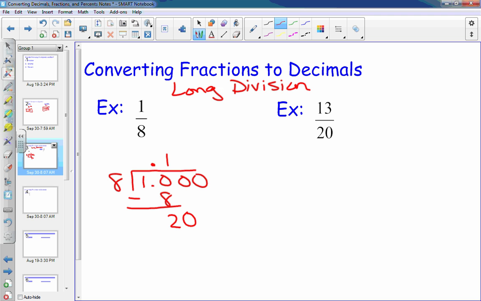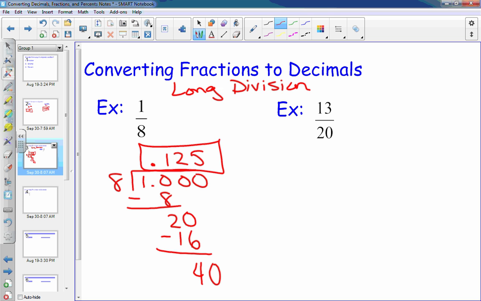What do I multiply 8 by to get 20? 2. 8 times 2 is what, folks? 16. Then I'm going to subtract vertically here. 20 take away 16 is what? 4. Drop down the 0. 8 times what is 40? 5. This is your decimal equivalent.